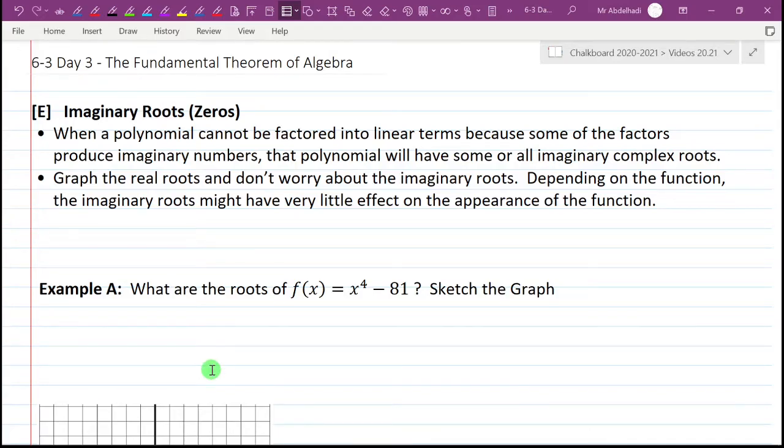Okay, welcome back. Today we're going to be talking about the fundamental theorem of algebra and imaginary roots. We have been graphing functions in factored form up until now. And if you can see the factors, then you can see the root that's created by each factor. But what if you go to factor something and it's not factorable, or only part of it is factorable? So watch what happens with example A here.